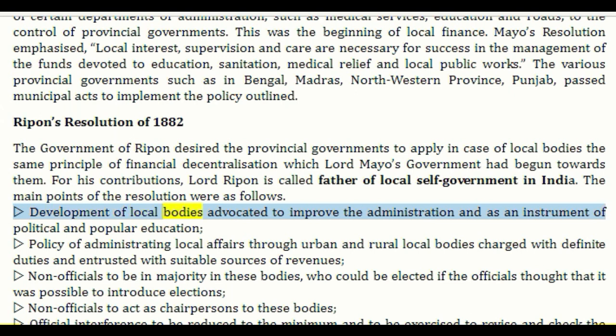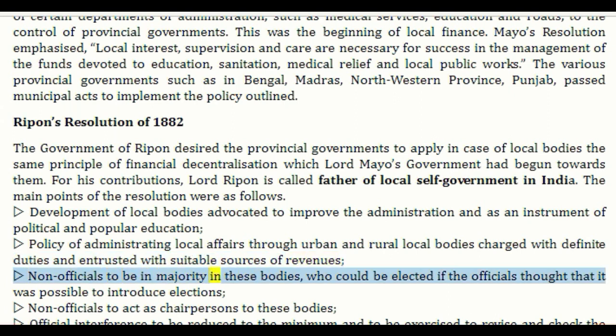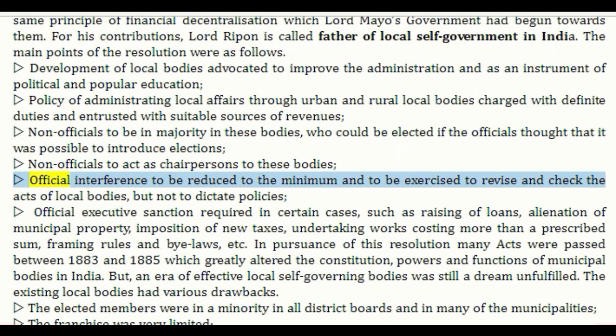Development of local bodies advocated to improve the administration and as an instrument of political and popular education; policy of administering local affairs through urban and rural local bodies charged with definite duties and entrusted with suitable sources of revenues; non-officials to be in majority in these bodies, who could be elected if the officials thought that it was possible to introduce elections; non-officials to act as chairpersons to these bodies; official interference to be reduced to the minimum and to be exercised to revise and check the acts of local bodies, but not to dictate policies.